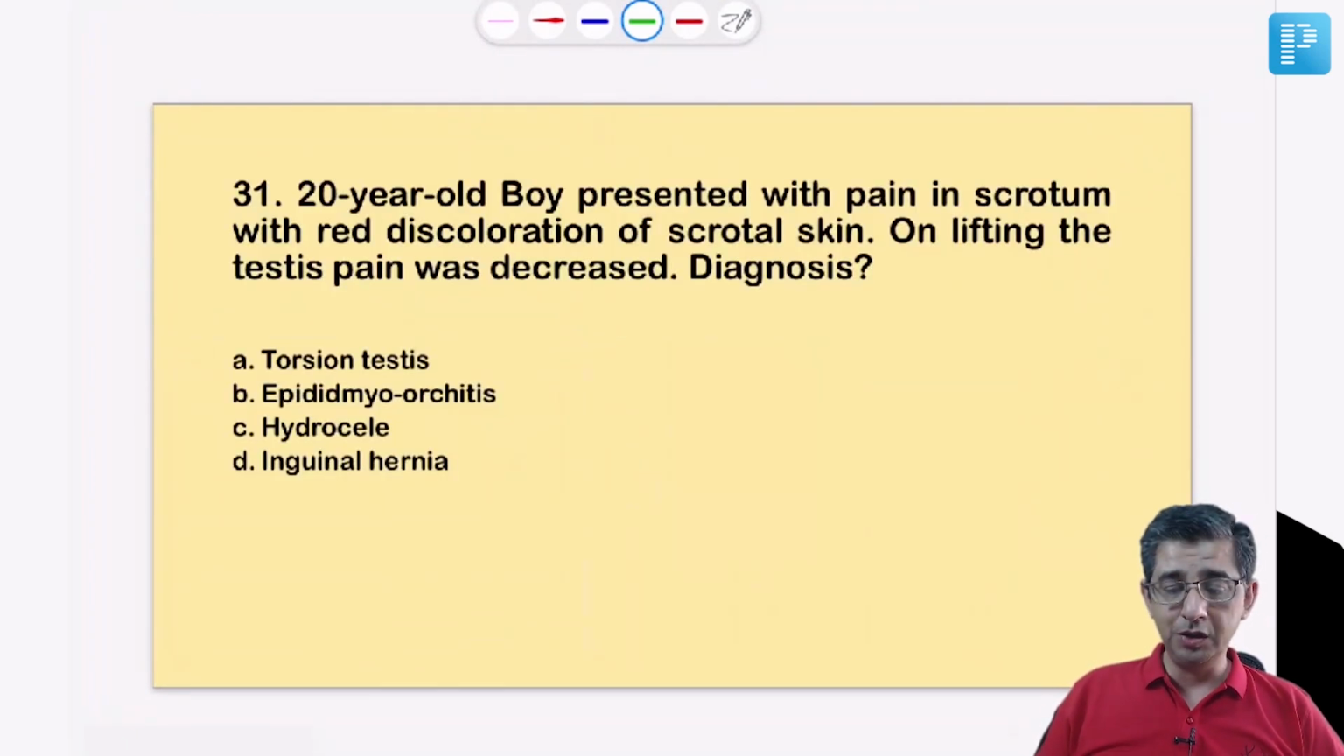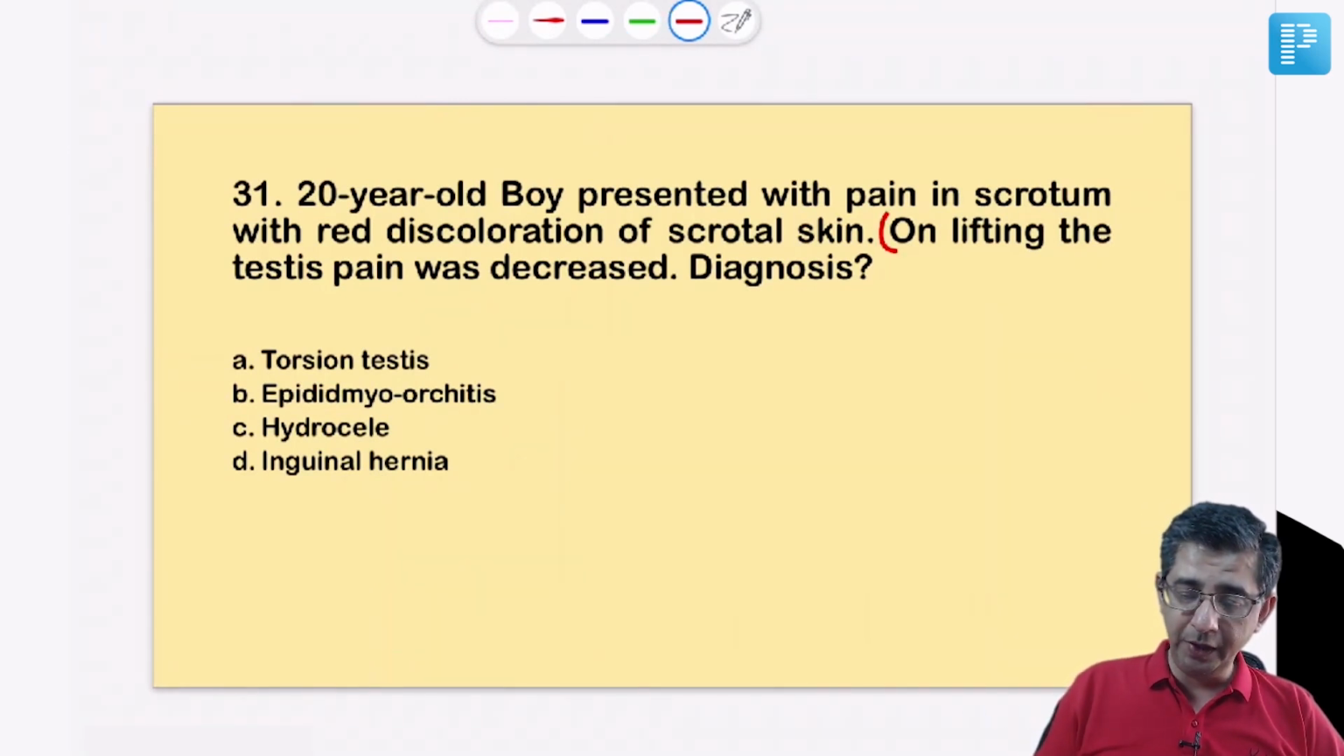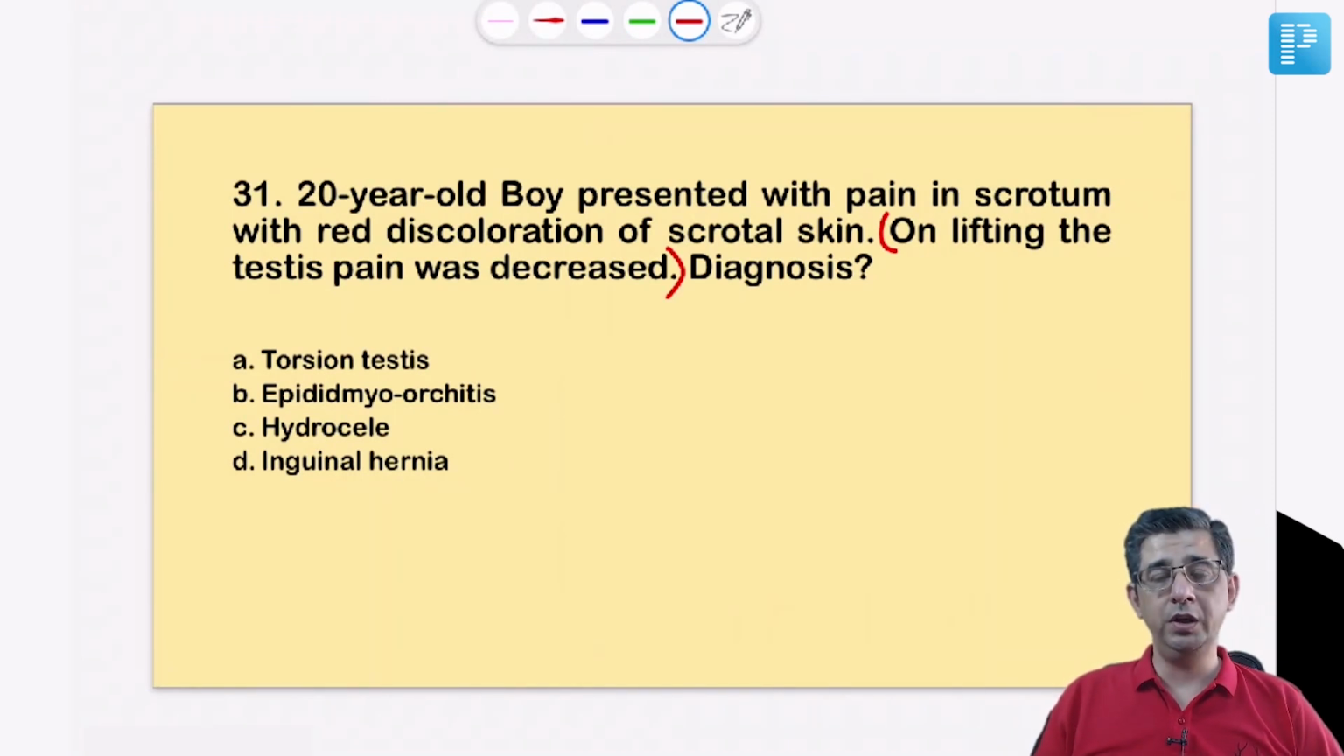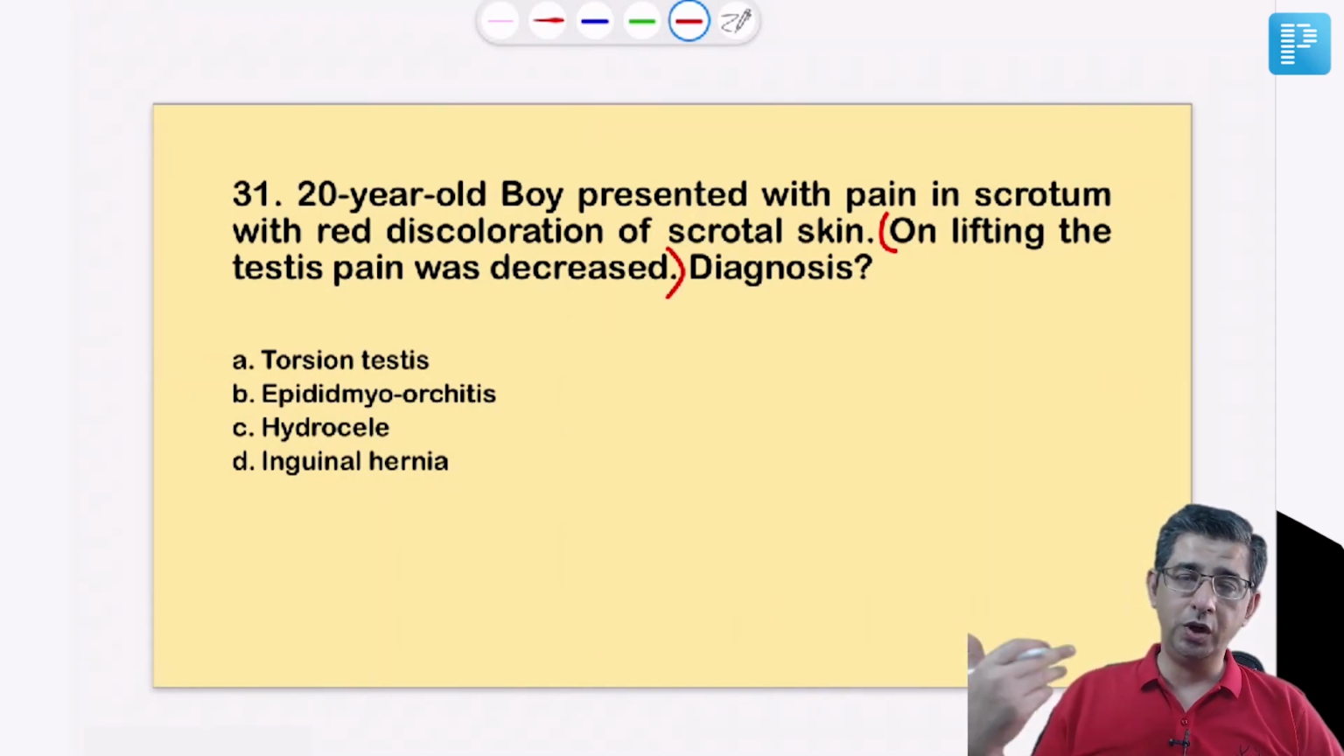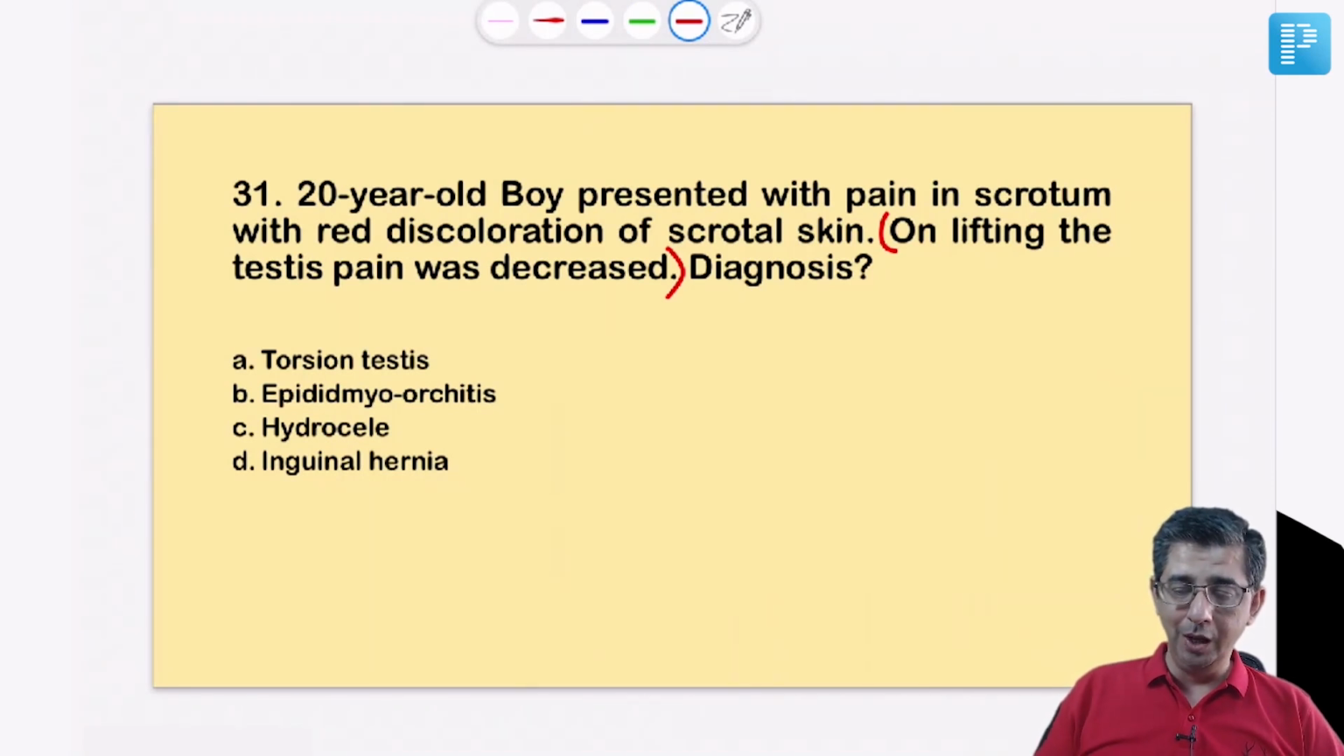The next question talks about a 20-year-old boy with a pain in the scrotum with red discoloration of the scrotal skin. A lot of people said this statement that I'm highlighting at the moment was not given. I am deliberately discussing this question, though I could have let the surgeon discuss this also, because I can give you two versions in the same question.